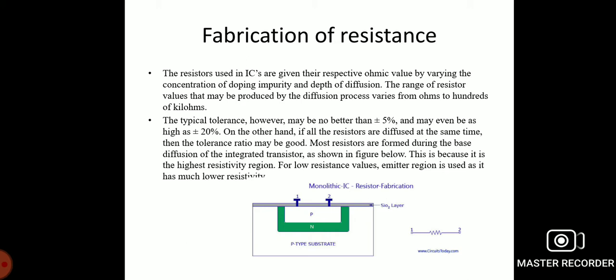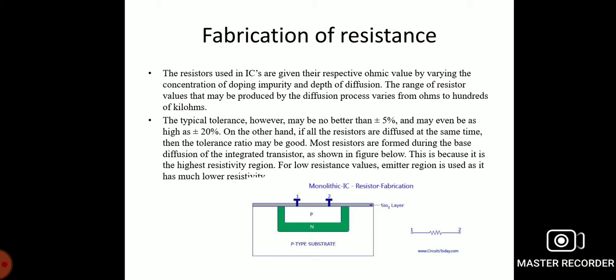In the monolithic resistor, the resistance value is expressed by R equal to Rs times L divided by W. Here, Rs is the sheet resistance of the particular fabrication process involved. It is in ohms per square. Now L is the length of the diffusion area and W is the width of the diffusion area.